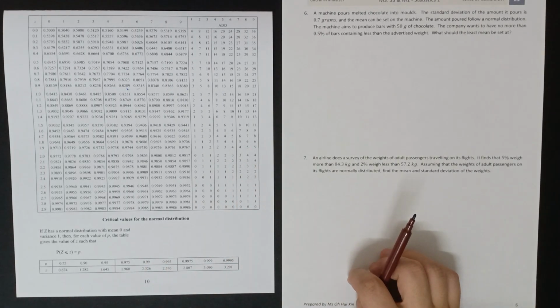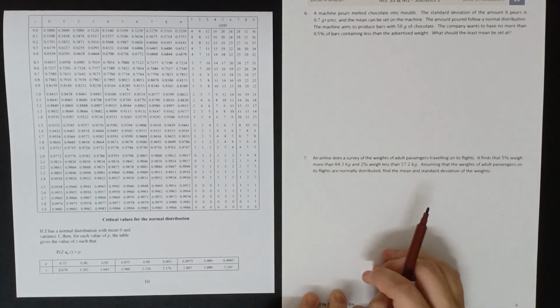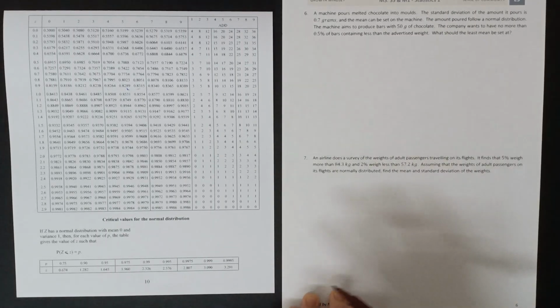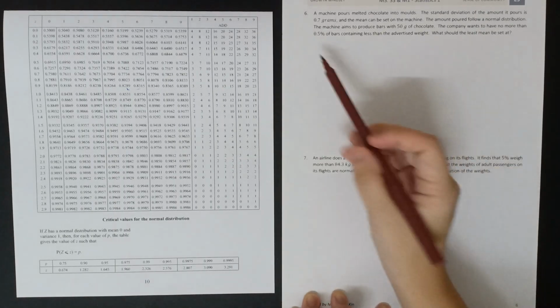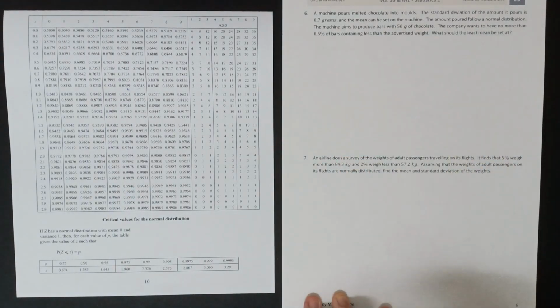So for this, they want to set what is the mean that they should set on the machine itself, so that they can try to reduce the error, so that the chocolate they produce will not have 0.5% less than the weight that they desire to have.